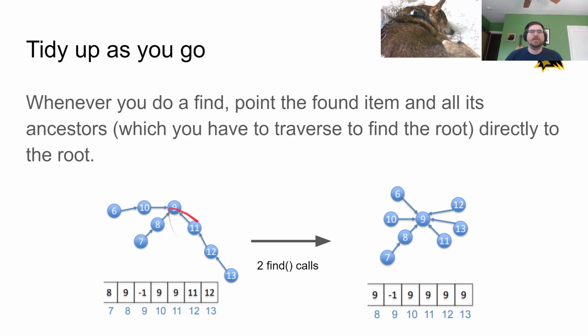So here we go. Here's another example of it, where if we do a find for 13 and 6, 12 and 13 will get their pointers updated to 9, and 6 will get its pointer updated to 9, and we look more like a flower. This one's got a little stem. So we're making finds, we're making each find make subsequent finds faster. Okay.